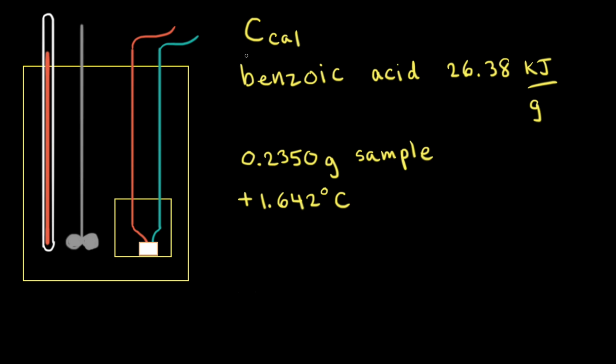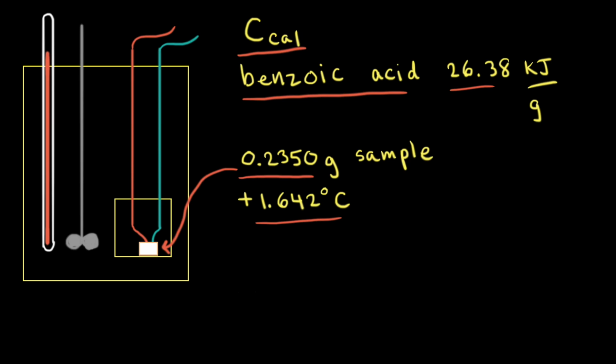To do a constant volume calorimetry problem, we need to know the heat capacity of the calorimeter, which is symbolized by C with a subscript CAL. To find the heat capacity of the calorimeter, we need to combust something that we know the exact amount of heat for. For example, if you combust exactly 1 gram of benzoic acid, you'll get 26.38 kilojoules released of energy. So let's say we have a 0.2350 gram sample of benzoic acid, and we put that in our calorimeter, and we go ahead and combust the benzoic acid, and we find that the temperature increases by positive 1.642 degrees Celsius.